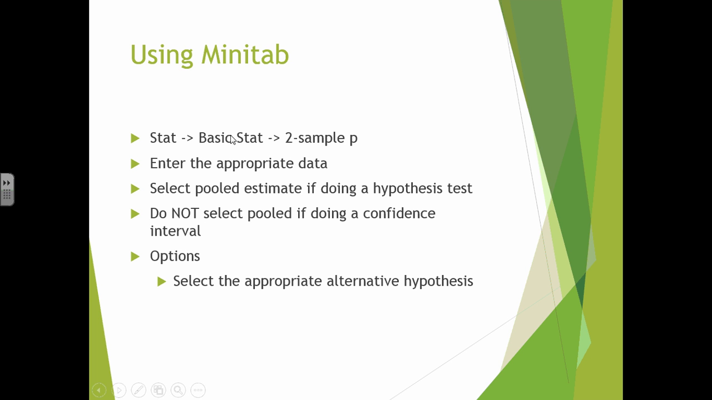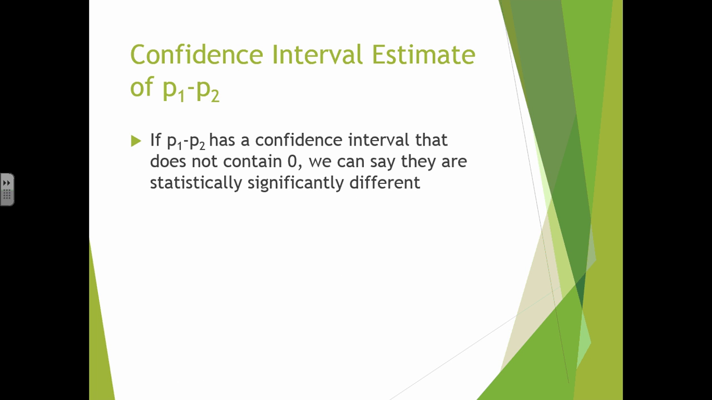So to use Minitab, we go to Stat, then Basic Stat, and then you'll see where we had all the one sample tests. Below that is the two sample proportion test. You're going to enter in the appropriate data. You select the pooled estimate if doing a hypothesis test, and you do not select the pooled estimate if doing a confidence interval. This is under options also, and you select the appropriate alternative hypothesis. For the confidence interval estimate, if there is no difference between P1 and P2, then the difference is 0.